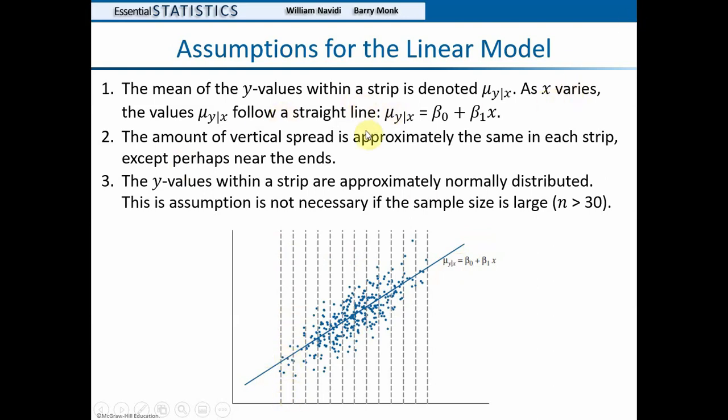So the mean of the y values within a strip, as x varies, the mean of y given some x follows a straight line, beta 0 plus beta 1 x. The amount of vertical spread is approximately the same in each strip, except perhaps near the ends. Okay, so here's the spread in each one of these, and we've got some average value in there. Okay, the y values within a strip are approximately normally distributed. This assumption is not necessary if the sample size is large. So it doesn't have to be approximately normally distributed.